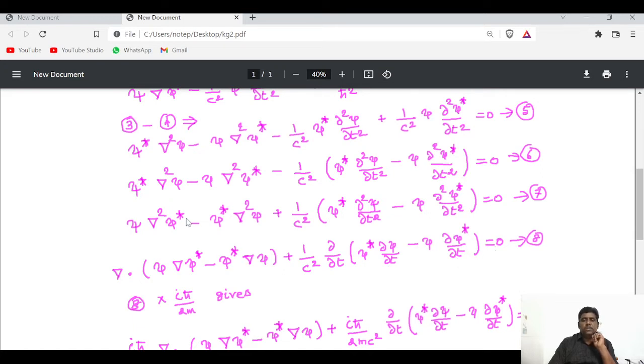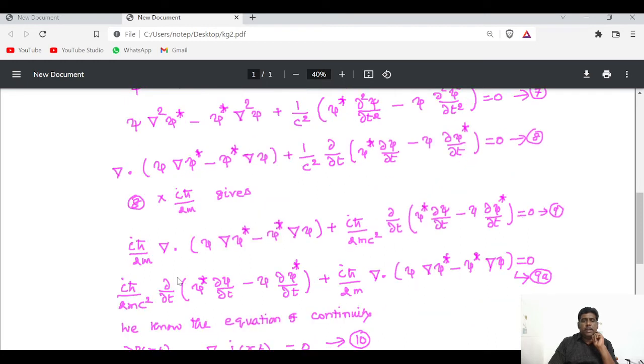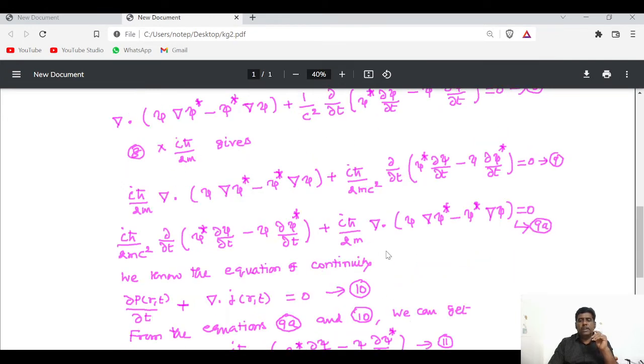equal to 0. Next multiply all the terms of equation 8 by i h cross by 2m. We can get i h cross by 2m del dot psi del psi star minus psi star del psi plus i h cross divided by 2m c square dou by dou t psi star dou psi by dou t minus psi into dou psi star by dou t, entire is equal to 0. Then equation 9a is obtained from 9, simply interchanging the terms. Just I have written the second term as a first term and the first term as a second term, nothing new to interpret. So we can get equation 9a. For our convenience, I have changed the terms.